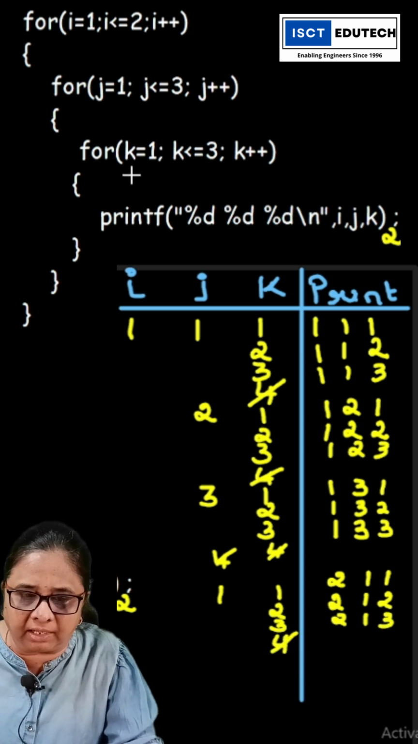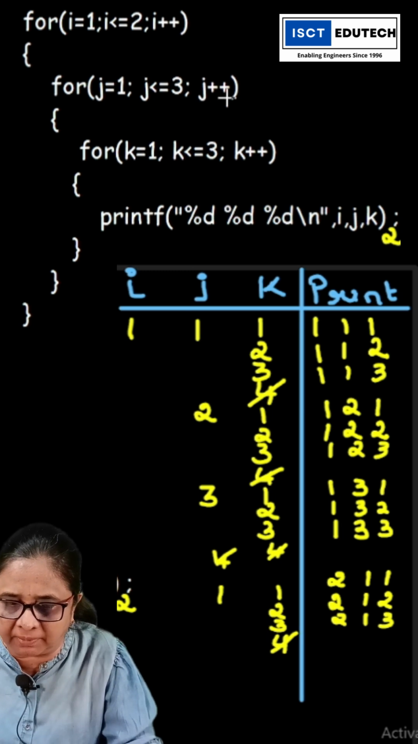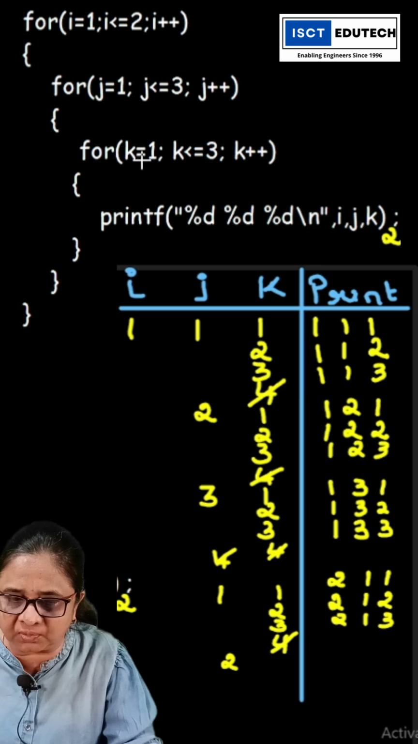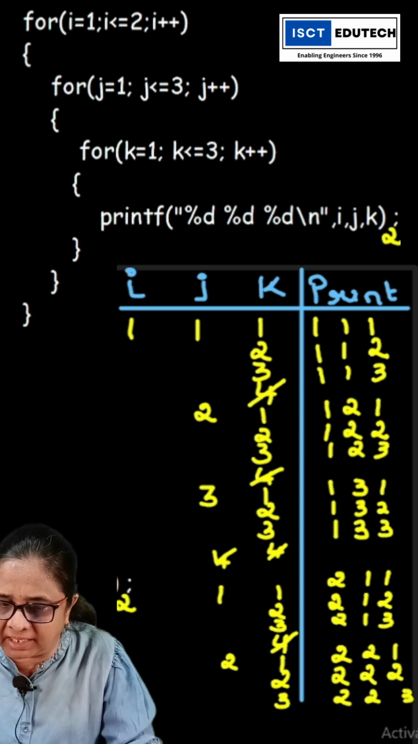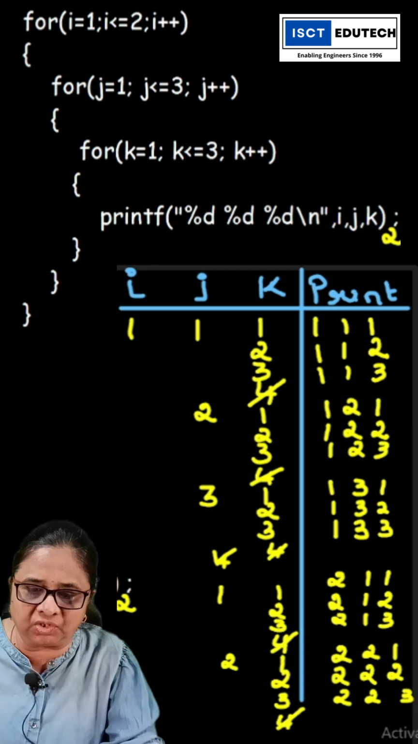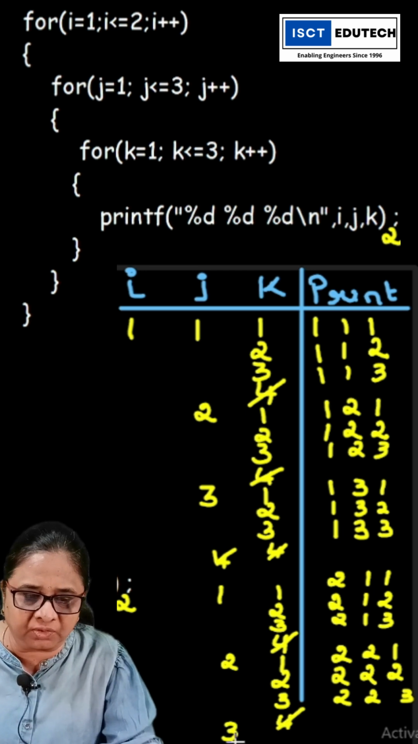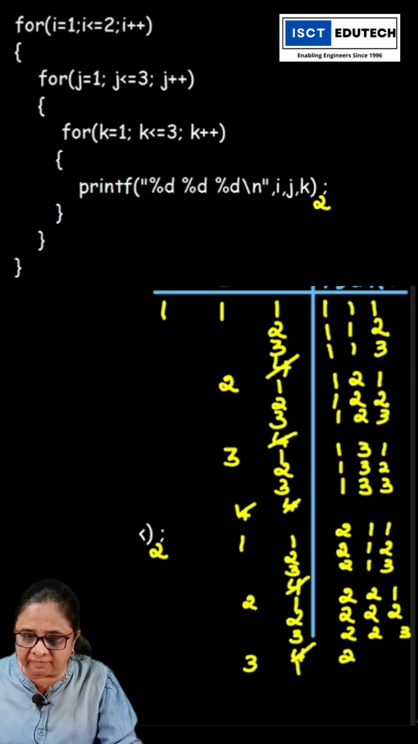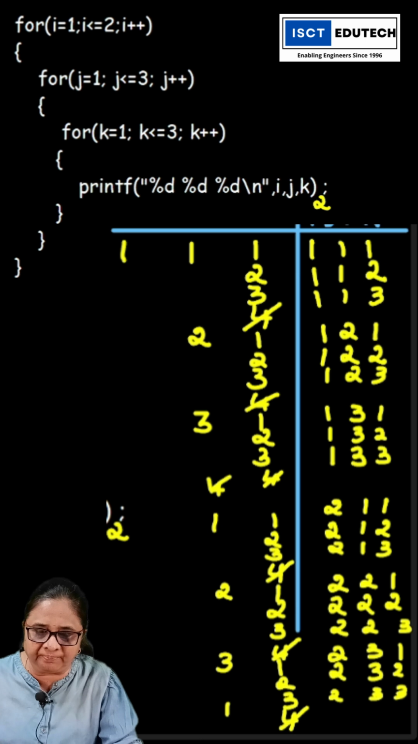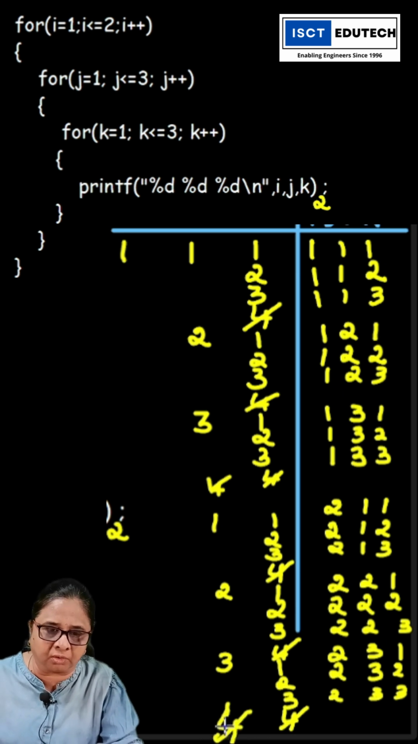Now K is completed, so it goes back to J. J becomes 2. Again comes down. K is 1. So this is 2, 2, 1. Only K changes. 2, 2, 2. K changes. 2, 2, 3. K becomes 4. False. So now again J changes. J becomes 3. When J becomes 3, 3 less than or equal to 3, true, enter. K restarts again with 1. So the output is 2, 3, 1. Then it should be 2, 3, 2. Then 2, 3, 3. Then K becomes 4, false, goes back. J becomes 4 is also false, goes out.